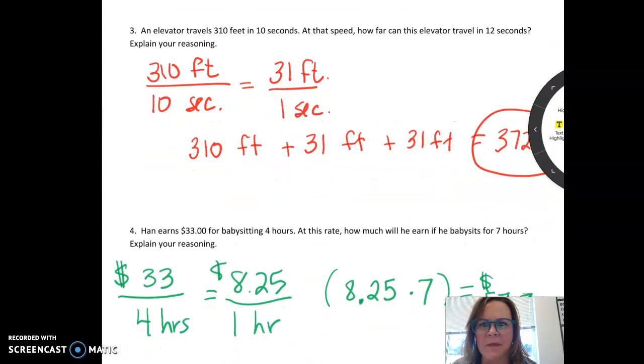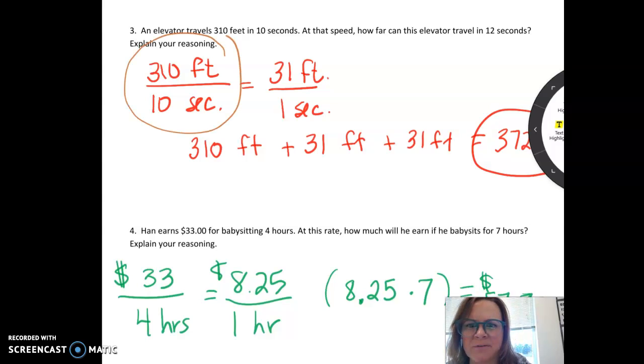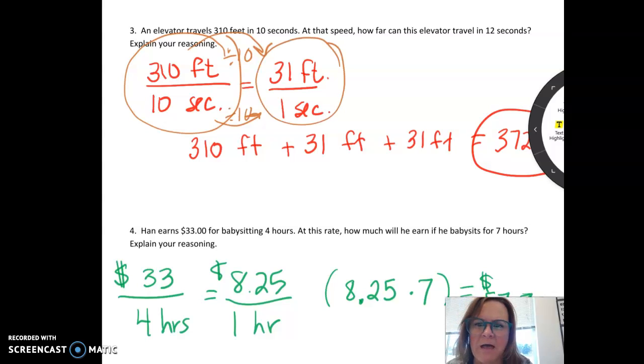All right, number 3. An elevator travels 310 feet in 10 seconds, and we're going to figure out how long it takes him to travel 12 seconds. So here I took 310 feet per 10 seconds, and I just divided both the 310 and the 10 by 10. And dividing those both by 10 gives me 31 feet per second. I could have just done 310 divided by 10 as well. Got 31 feet per second.